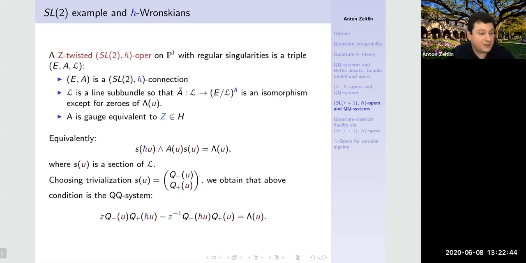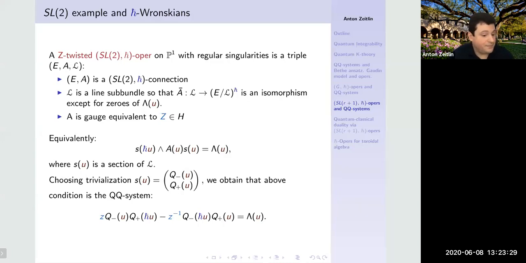And well, if we choose trivialization of the section S of U, which is present there, so S of U is a section of my line bundle L, we obtain that this condition is equivalent to the QQ system. So this is another approach to something we discussed before. Before we were obtaining this QQ system from the twisted Murer-Plucker condition and so on. Here we impose conditions on the section of my line bundle in this flag. And this QQ system appears directly from the oper condition, from the Vronskian.